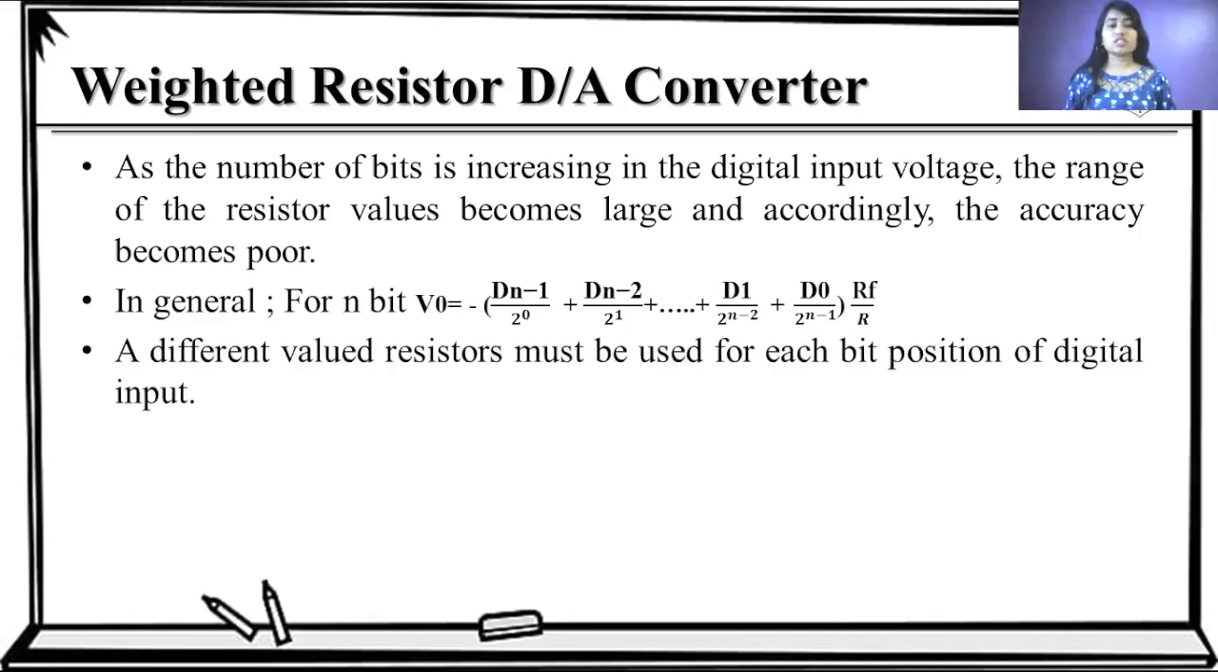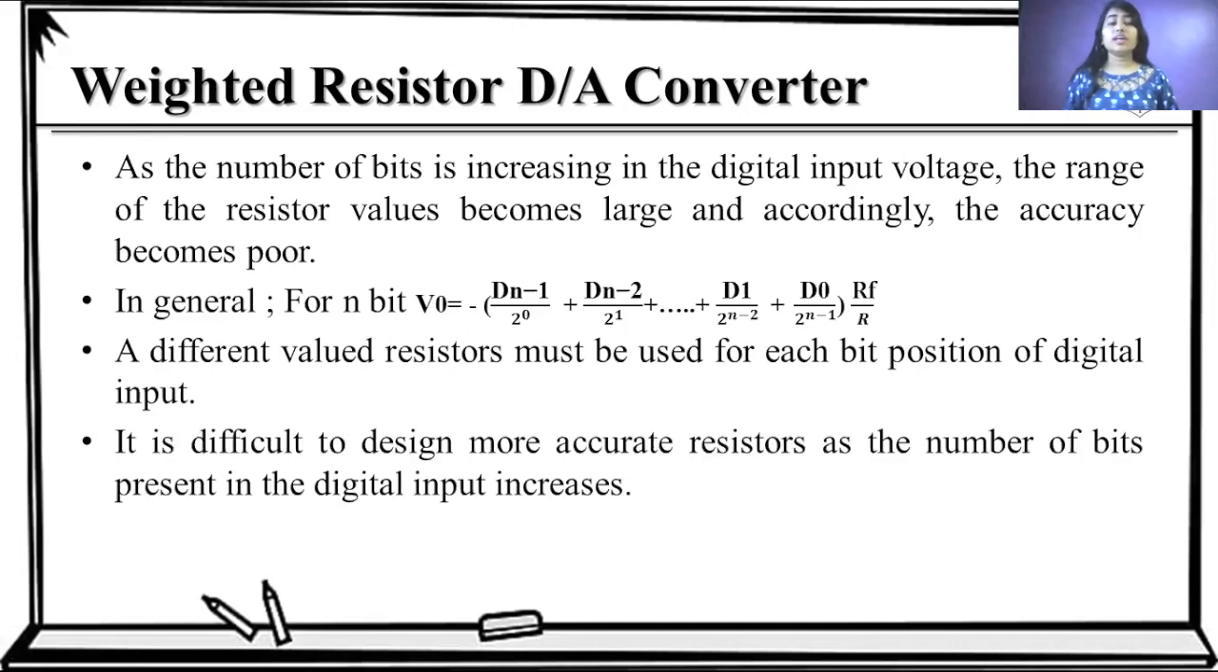A different value resistor must be used for each bit position of the digital input, and it is difficult to design more accurate resistors as the number of bits present in the digital input increases. So here we have a disadvantage of this weighted resistor type D2A converter. That means we have to use different resistors for different bits. If we have n bits, then we have to use different value resistors for n bits. So it is difficult to design more accurate resistors as the number of bits present in the digital input increases.